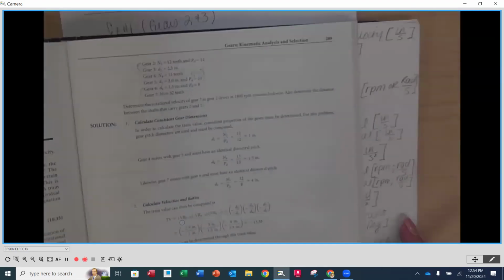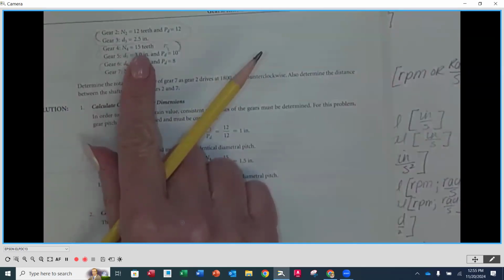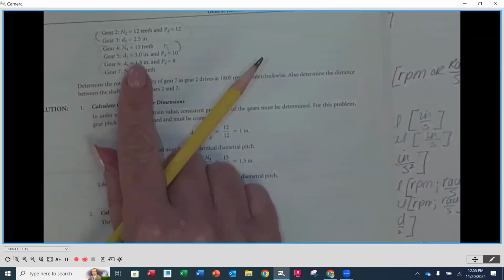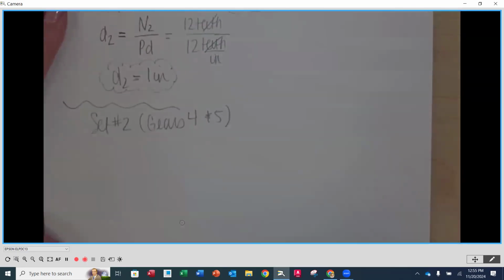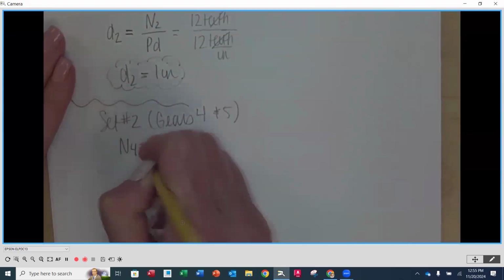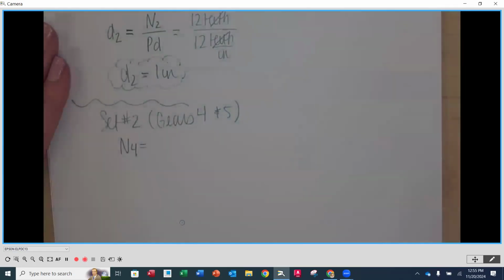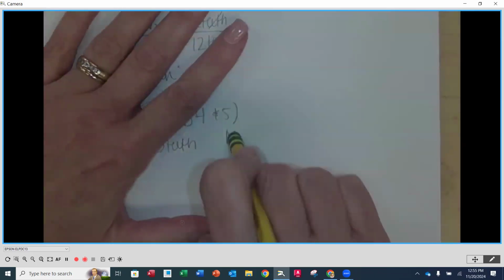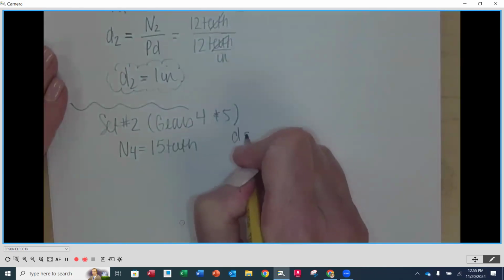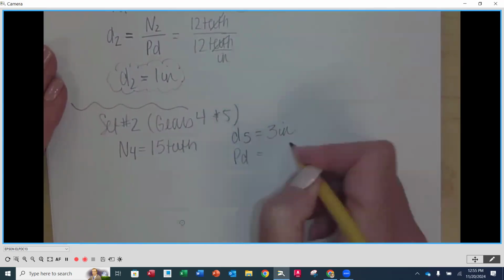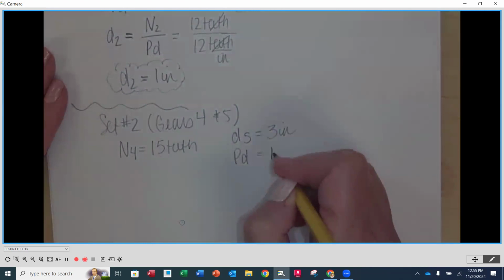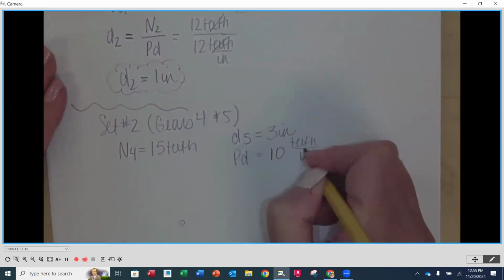So let's look back up at our information at the top here. You'll notice that we know the number of teeth in number 4 is 15. We know that the pitch diameter of 5 is 3 inches, and the diametral pitch for 5 is also 10. So let's get that information. We know that N4 is 15 teeth. That's all we know about N4. We know that D5 is equal to 3 inches, and that the diametral pitch of gear number 5 is 10, and that's going to be teeth per inch, right?